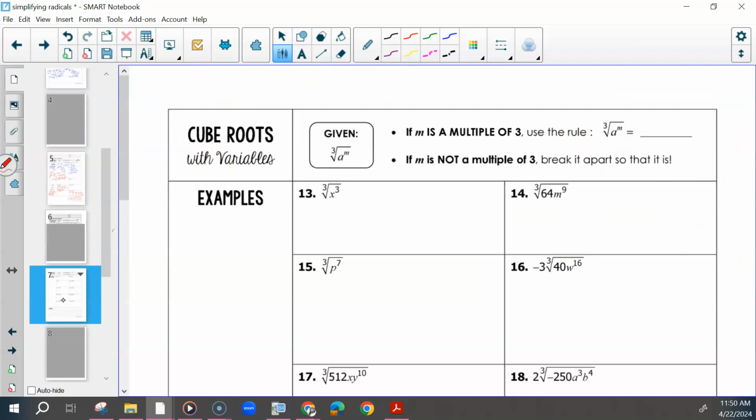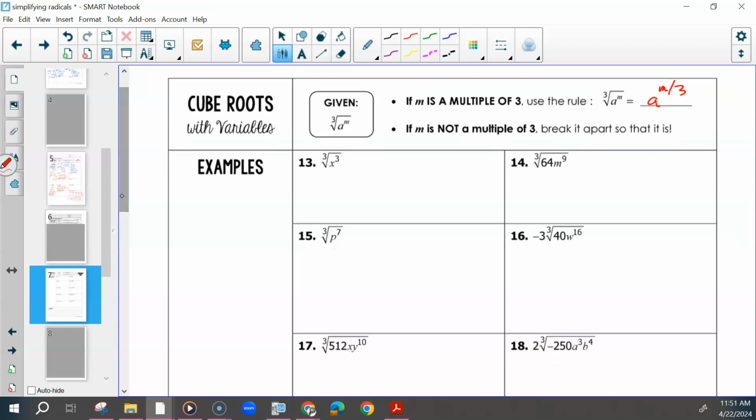So now we're going to do basically the same thing but with cube roots and variables. Here, same thing if you like this rule, it would be a to the m over 3. If it's not a multiple of 3, you'd have to break it apart so it is. Or you can use the 3 goes into 3 how many times and see what's left. Or you could expand it. So we're going to do one of each and then move on from there.